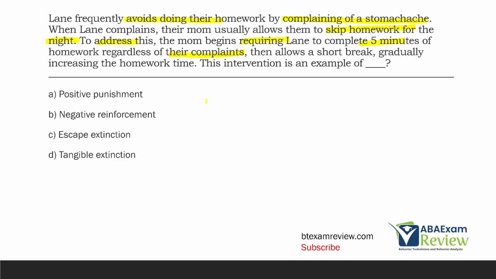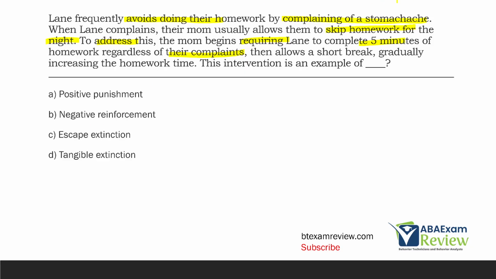So we don't really know if it's punishment or reinforcement. What we do know is mom is no longer providing reinforcement for the complaints. She's now withholding reinforcement for the complaints. So when we withhold reinforcement for complaints, what do we call that? Well, we call that extinction. So the question becomes, is this escape extinction or tangible extinction?